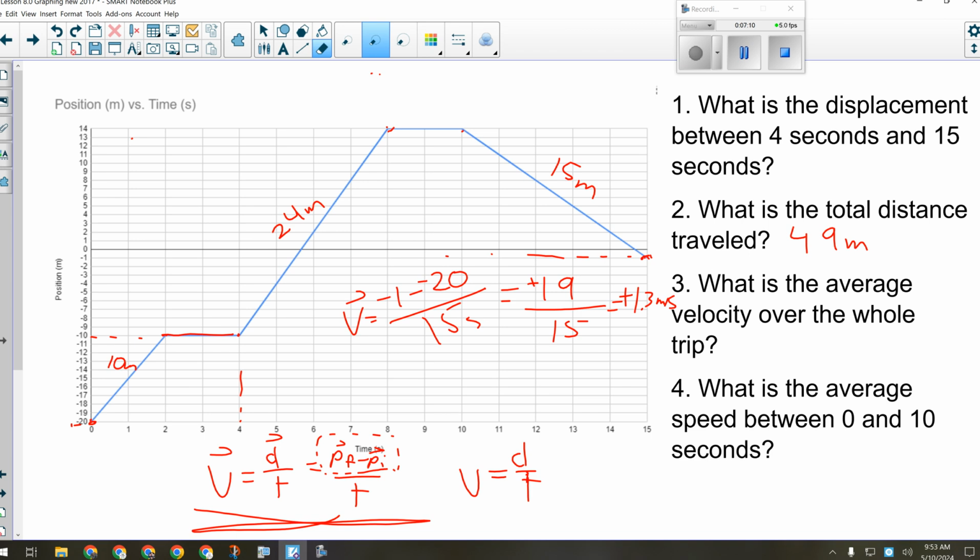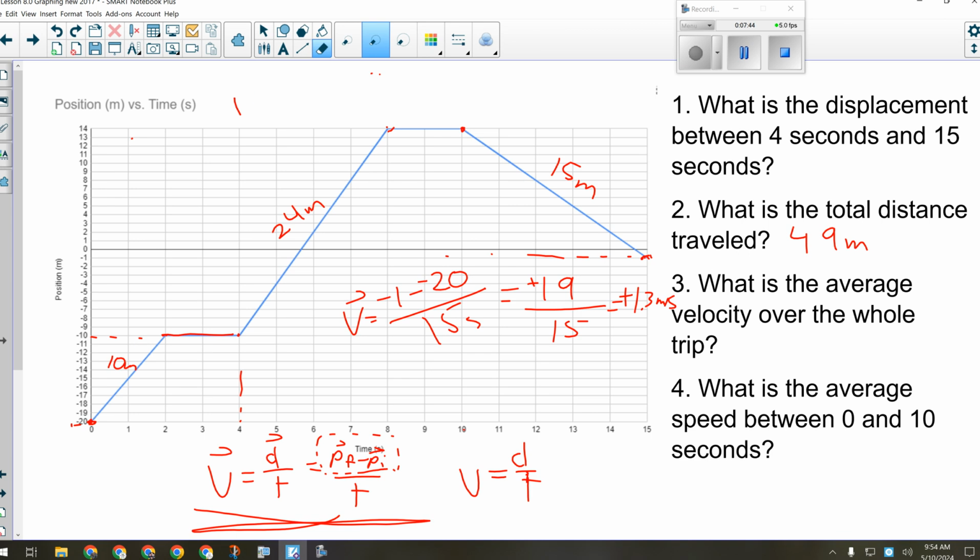All right, for number 4, what is the average speed between 0 and 10 seconds? What do I do differently? Don't count negatives. Right, I don't count negatives. Speed is distance divided by time. So I need to know how far does the object go between 0 and 10 seconds. Okay, well, it goes 10 meters, and then it goes 24 meters, and 10 seconds is right here, so 34 meters is what it looks like to me. Everyone okay with that? Okay.